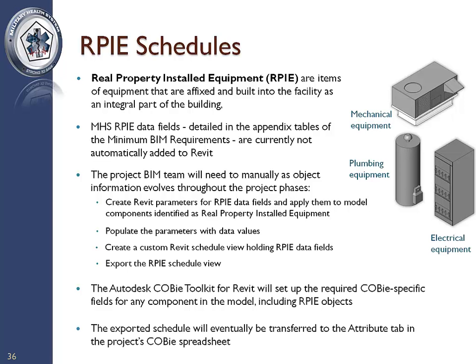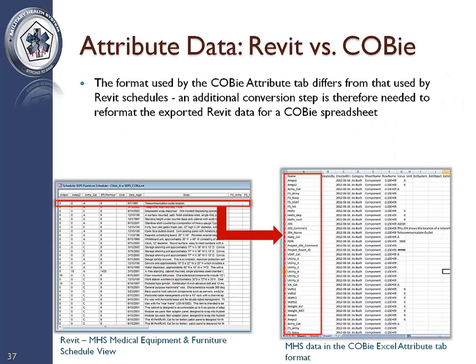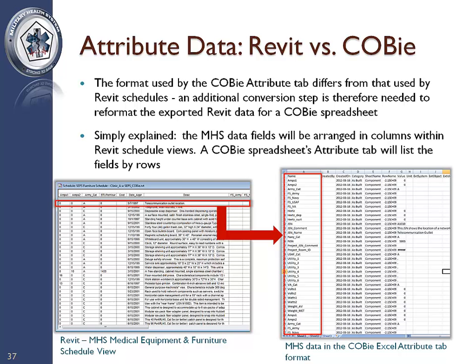The exported schedule will eventually be transferred to the Attribute tab in the project's COBie spreadsheet. The format used by the COBie Attribute tab differs from that used by Revit schedules. An additional conversion step is therefore needed to reformat the exported Revit data for a COBie spreadsheet. Simply explained, the MHS data fields will be arranged in columns within Revit schedule views. A COBie spreadsheet's Attribute tab will list the fields by rows.